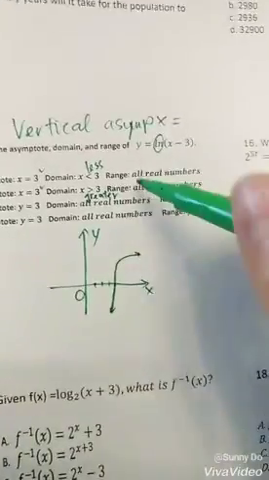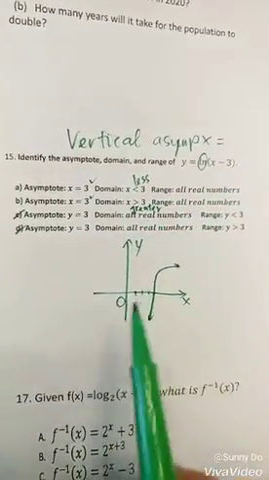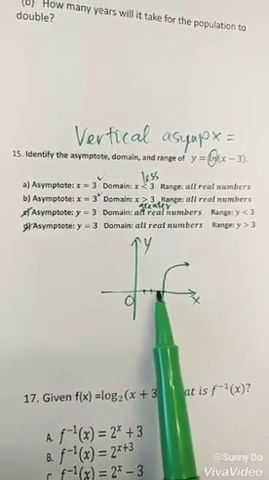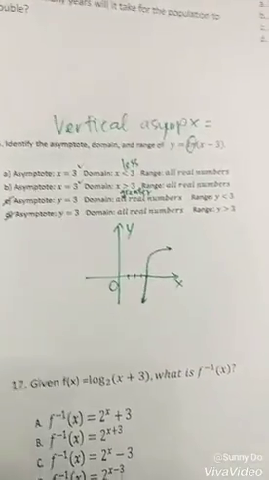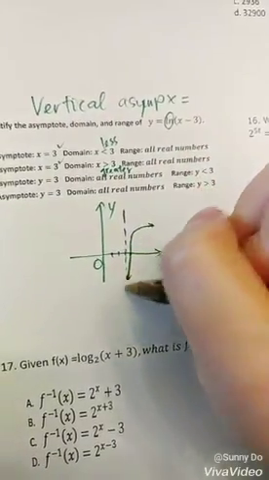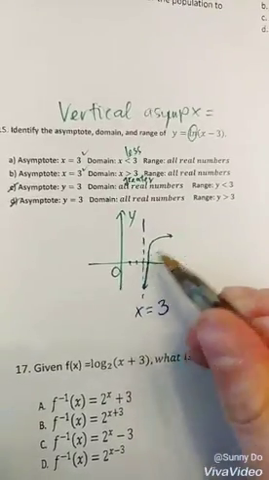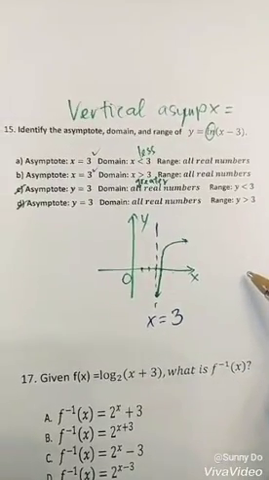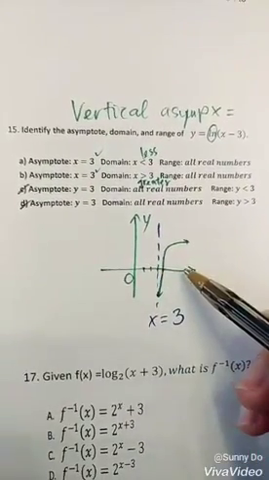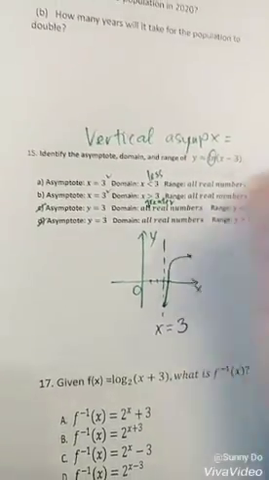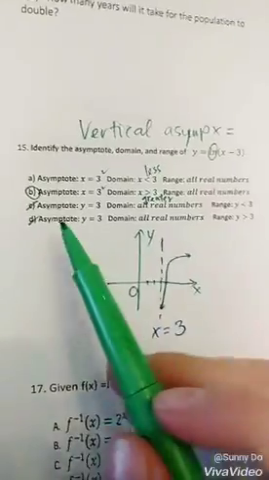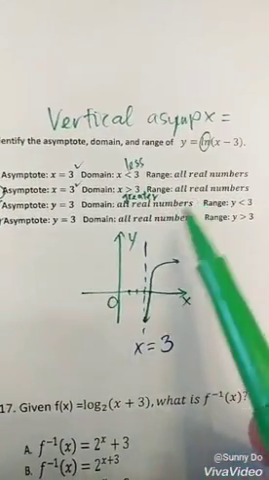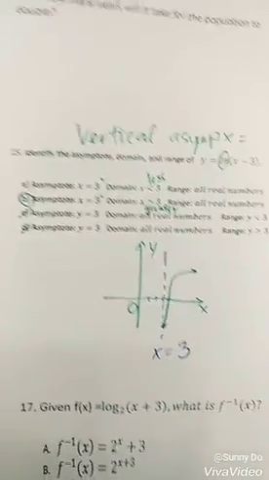Okay, so the only thing different about that is one is to the right of 3, which is greater, and A said to the left of 3. So obviously our graph has the vertical asymptote as x equals 3 right here, and it's to the right side of 3, so it's gonna be 4, 5, 6, 7, 8, all the way to positive infinity. So therefore it's greater than 3. So we're gonna choose our answer is B. Okay, the asymptote x equals 3, domain x is greater than 3 because we go to the right side. The range is all real numbers, all the way down, all the way up.